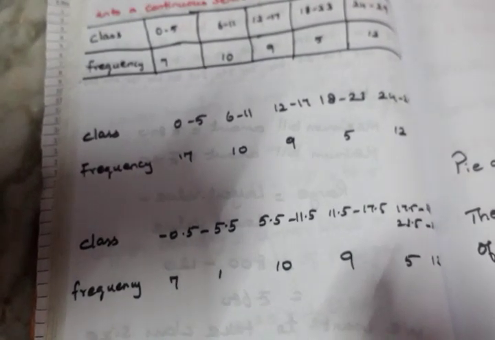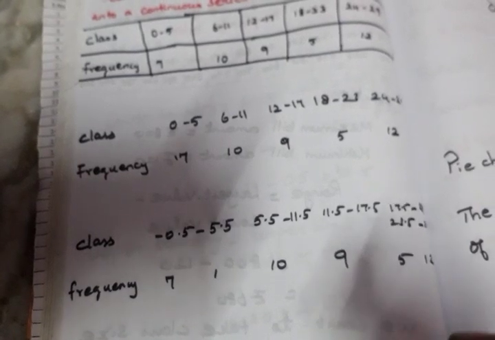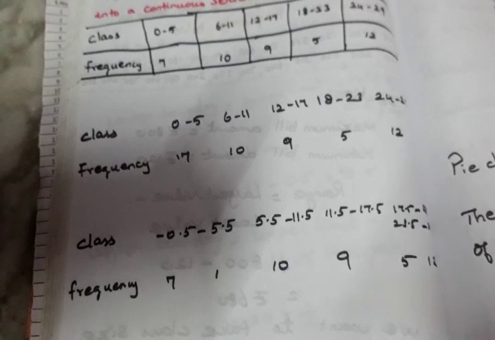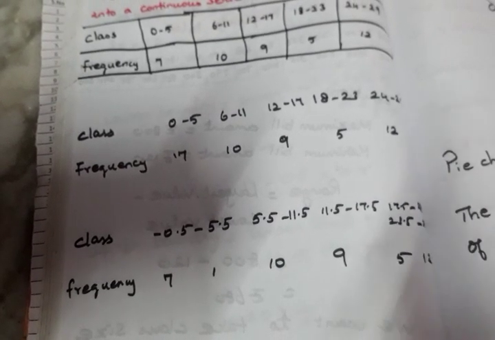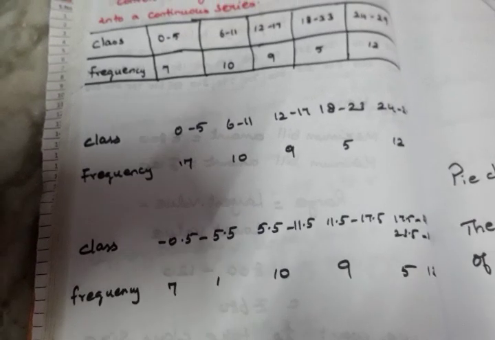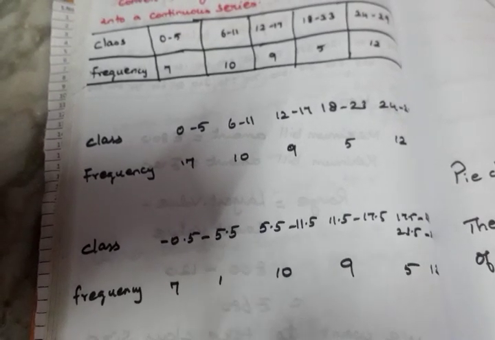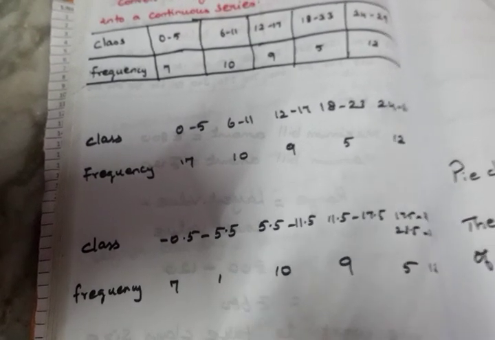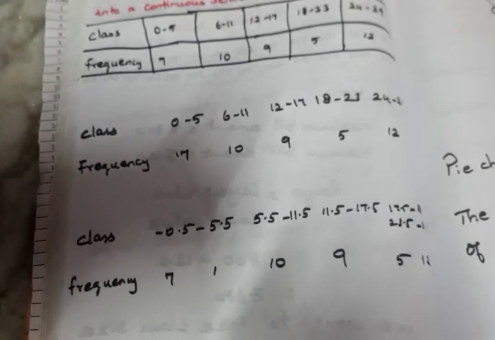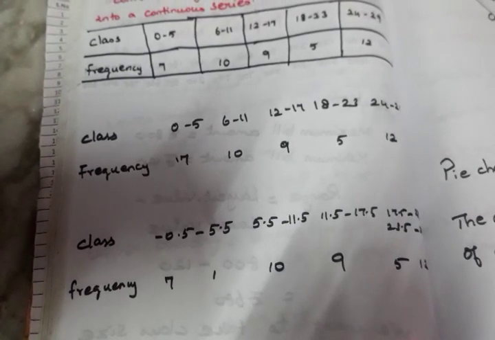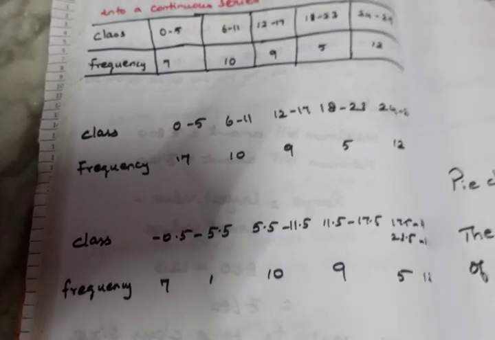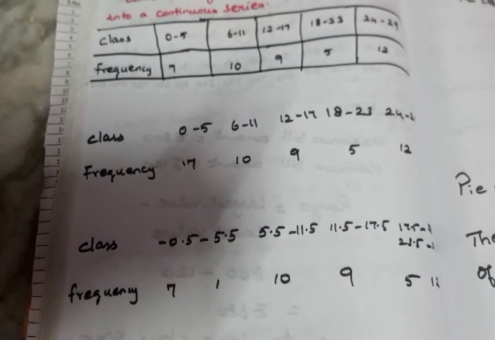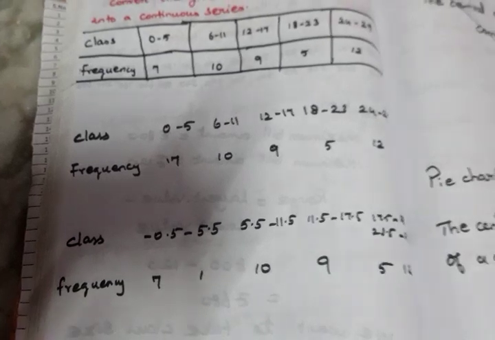As told before, first we fill the gap by extending the two limits of each class by half of the value of the gap. Here the gap is 1: 6 minus 5 is 1, 12 minus 11 is 1. So subtracting and adding half of the gap, 0.5, to the lower and upper limit of each class, it becomes a continuous series.